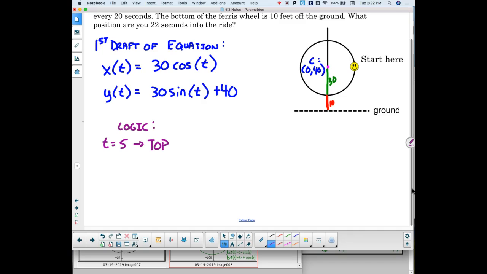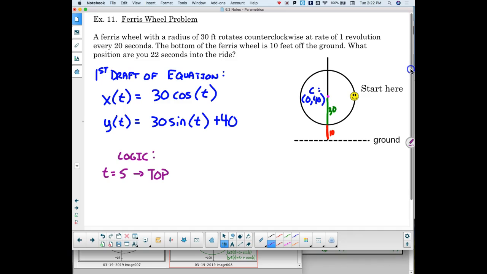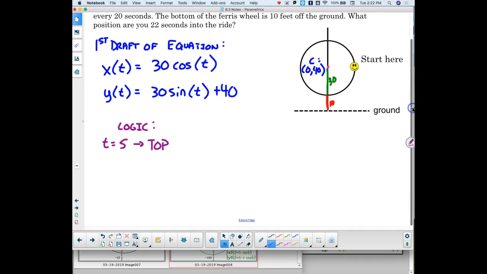What are the coordinates of the top of the Ferris wheel? Counterclockwise. Okay? What do we say for the point (0, 70)? Do we agree with (0, 70)? Yes. Love it. Love everything about that one.